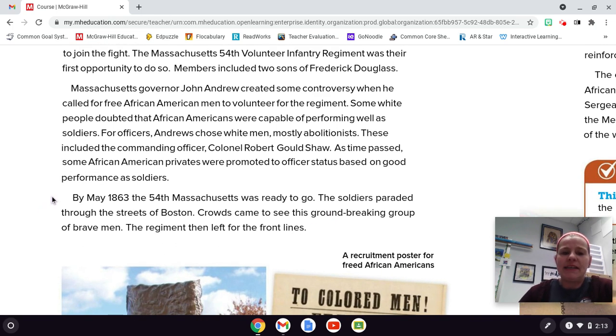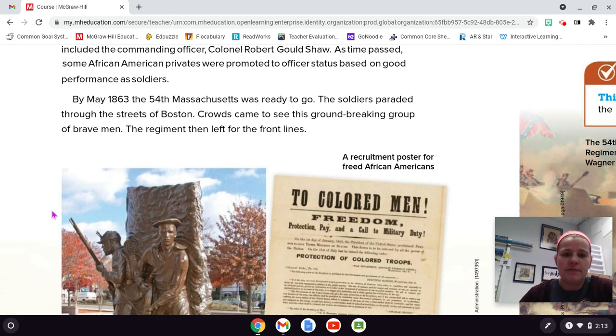By May of 1863, the 54th Massachusetts was ready to go. The soldiers paraded through the streets of Boston. Crowds came to see this groundbreaking group of brave men. The regiment then left for the front lines.